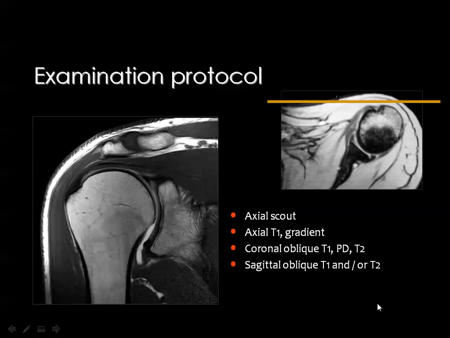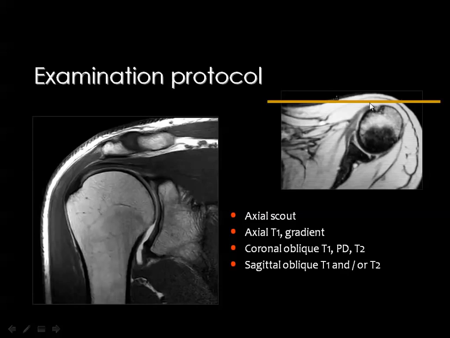Then what do we mean by coronal oblique and the sagittal oblique? First of all, we have the axial images, and the axial image is usually similar to the ice cream cone, considering that the humeral head represents the ice cream ball, and the glenoid part of the scapula is similar to the cone.